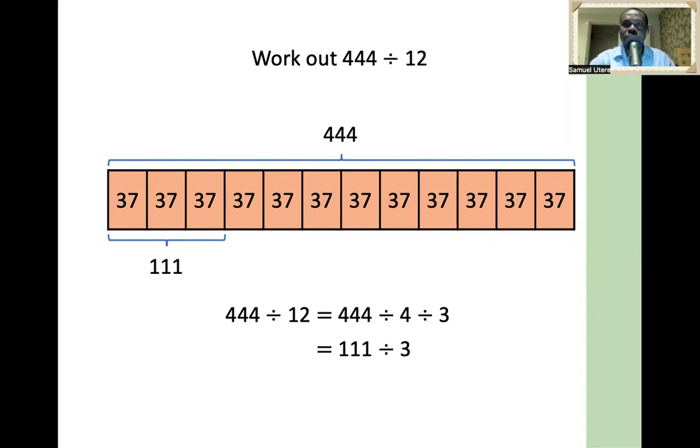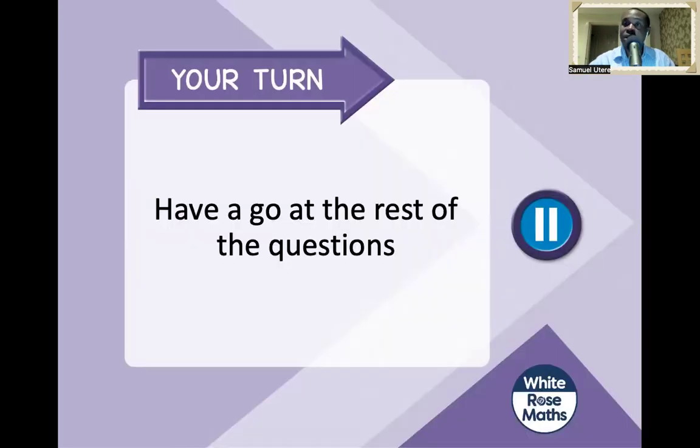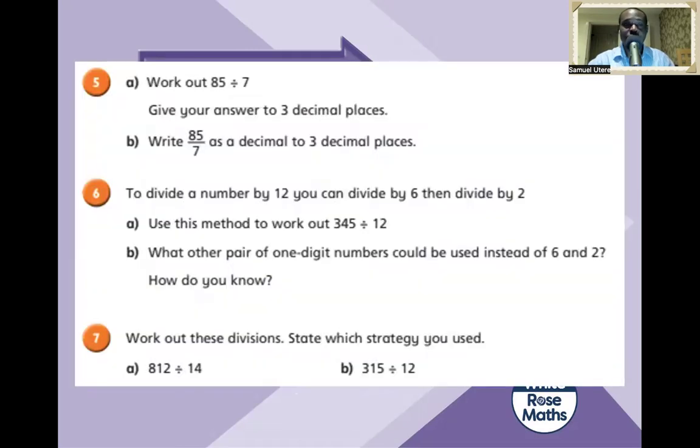Okay, so someone doing this calculation would have thought, oh, this is too big. I cannot work this out. But you can actually work it out by thinking, okay, 444 divided by 12, I can split the 12 into 2 separate calculations. And whatever answer I get, I can then do it for the second stage of the calculation. All right. It's now time for you to pause the video and practice. So pause the video and answer questions 5, 6, and 7 in 5 minutes.